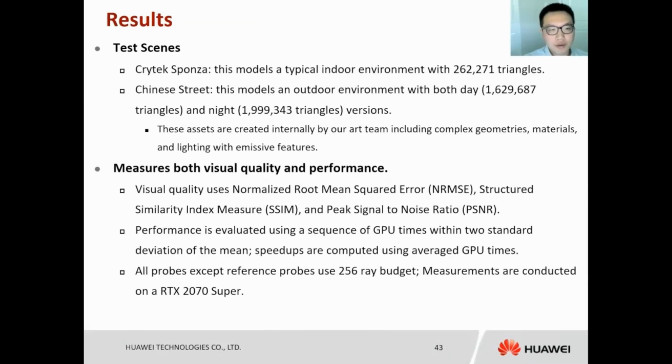For test scenes, we run it on the Sponza with 262,000 triangles. We also use Chinese street art assets created by our art team, including complex geometries, materials, and lighting with emissive features. These have up to 2 million triangles. And then we measure visual quality using standard visual quality metrics: RMSE, MSE, SSIM, and PSNR. Performance is evaluated using GPU times, and speedups are computed using the average GPU times. All probes except reference probes use a 256 ray budget, and measurements are conducted on an RTX 2070 Super.